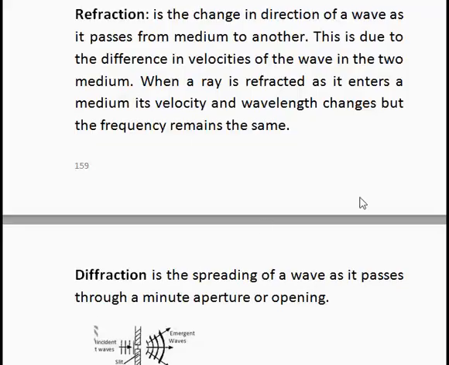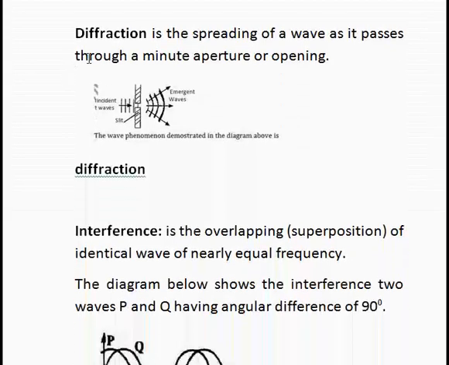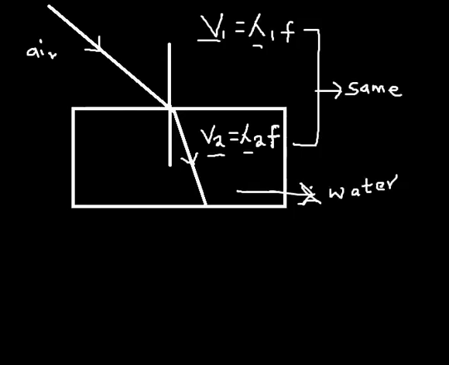All right, so let's look at the next characteristic, which is diffraction of a wave. Diffraction is the spreading of a wave as it passes through a minute aperture or a tiny opening. So if you have a tiny opening that a wave passes through, let's say this is the wave, and the wavefront passes through the opening. As it passes through it, it spreads.